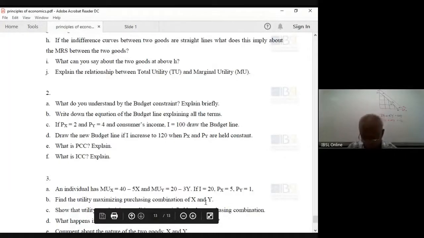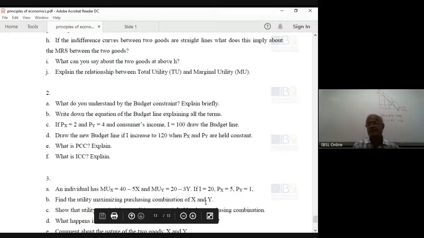What is PCC? We have discussed. When the price of one good changes, keeping other prices and other variables constant, price of Y constant, income constant, you change only the price of X. The change in consumption of the two goods, joining these consumption bundles, we derive the PCC.